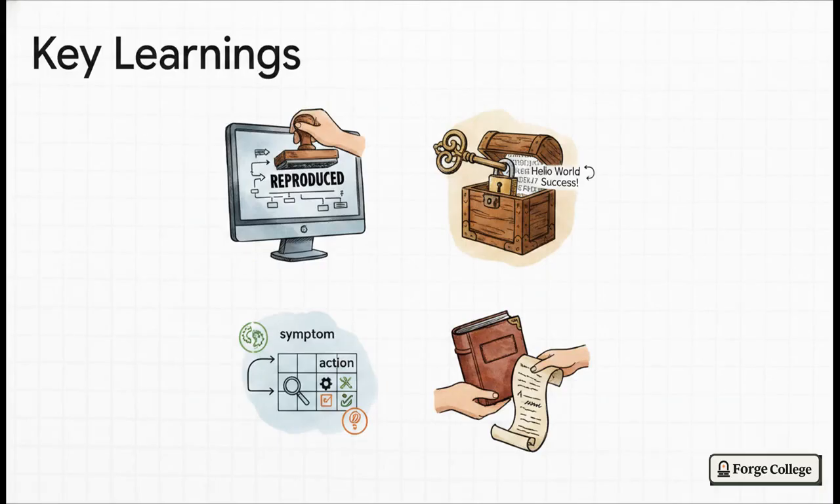Let's do a rapid-fire summary. First, always confirm a bug is actually deterministic by reproducing it locally with the exact same context. Second, if you get a silent error, always attempt to extract and decode the return data using an eth_call simulation. Third, rely on the symptom-to-action table to guide your next steps logically rather than just guessing.